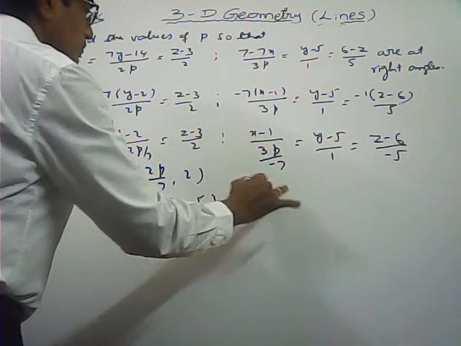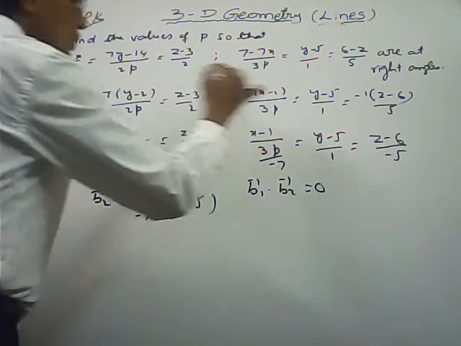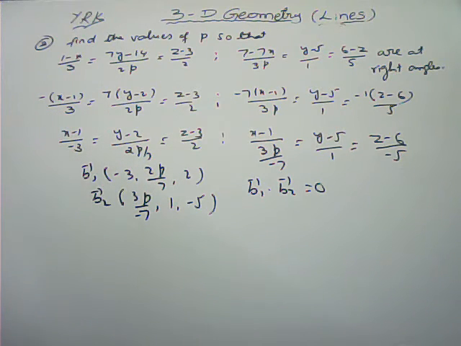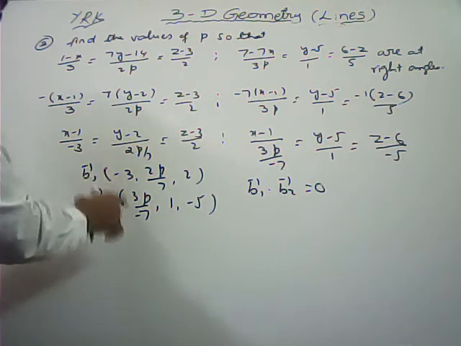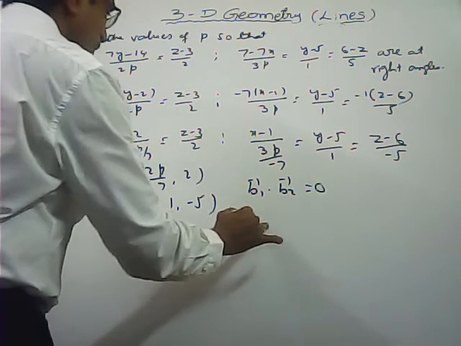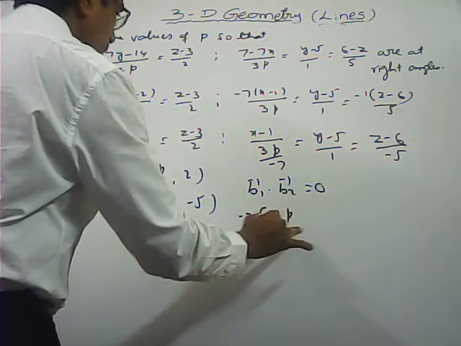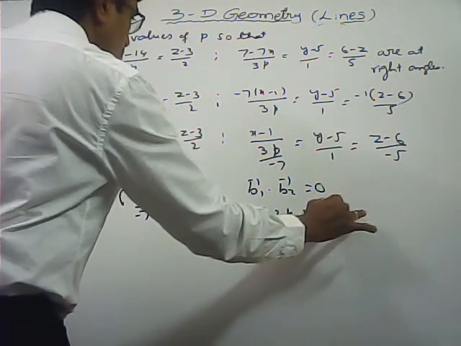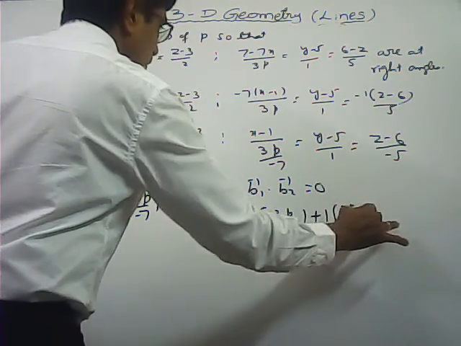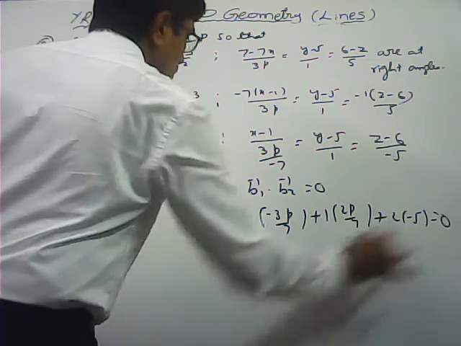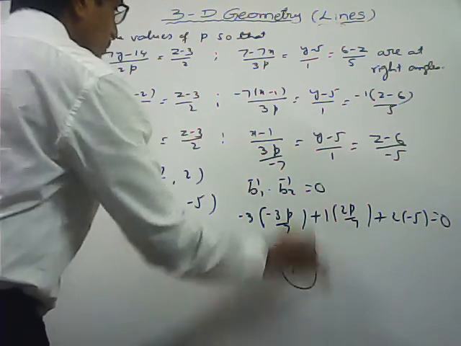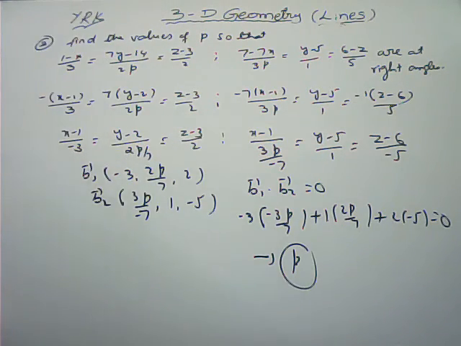then the dot product is equal to 0 only. Here B1 bar dot B2 bar is equal to 0. Both the lines are cutting at a right angle, so cos theta, theta 90, cos 90 is 0 only. So B1 bar dot B2 bar is equal to 0. What is the dot product of these two? Minus 3 into minus 3p by 7 plus 1 into 2p by 7 plus 2 into minus 5 is equal to 0. Simplify that, you can get the p value. So for that value of p, both the lines intersect at a right angle.